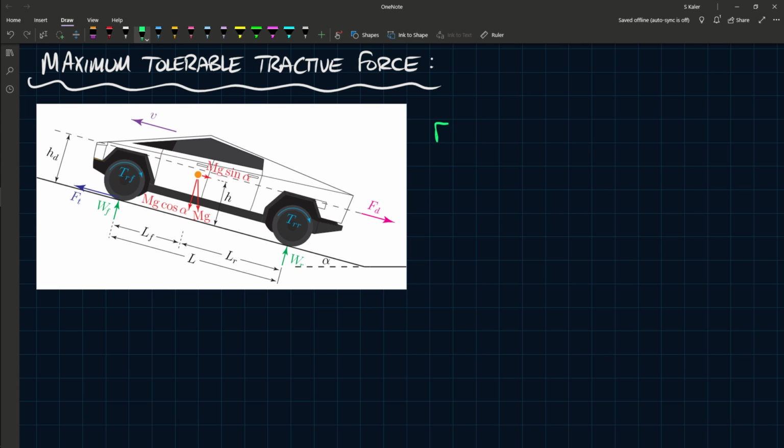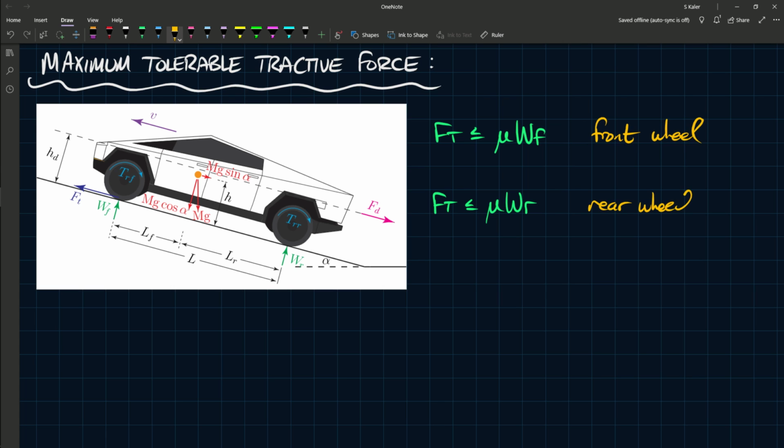So we can start first with the idea that Ft should be less than or equal to mu Wf, where Wf is the weight on the front axle, and Ft should also be, or I should say or, it's one or the other, it's not both. This is for a front wheel drive, and this is for a rear wheel drive. These are the two most common cases, although nowadays you have four-wheel drive, which is some combination of the two depending on how they're distributed. But that's not the purpose of this video.